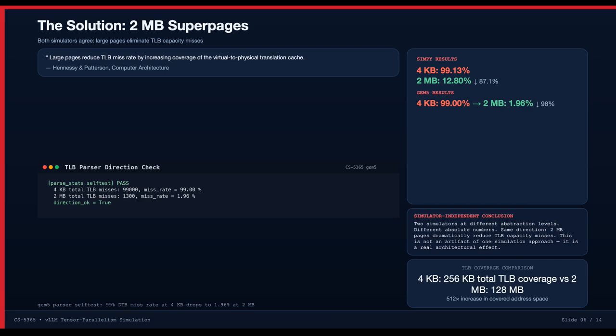The simulators act differently because they're modeling at different abstraction levels, but the direction is unanimous. 2 megabyte super pages dramatically reduced the translation look-aside buffer capacity misses, and this is not an artifact of one simulation approach, and so it gives a greater indication that we're headed in the right direction on our hardware setup, which we'll come to later on in the presentation.